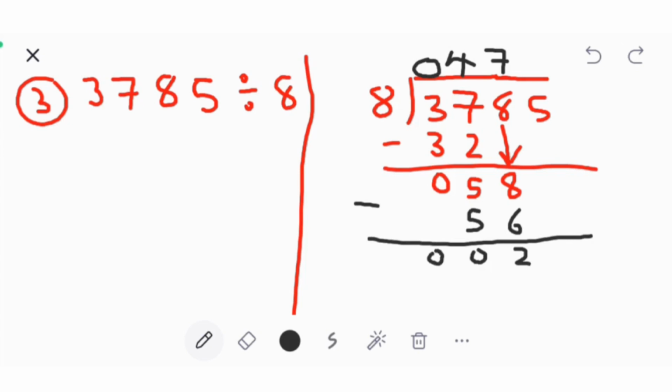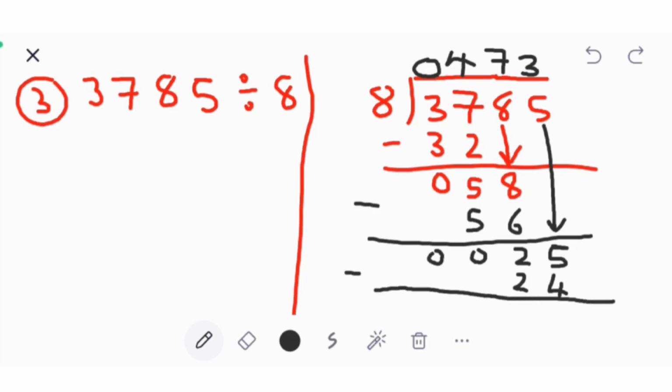Now, you bring down the last digit, which is 5. Anytime you bring down a digit, you must divide. So because we brought 5 down, then we have no choice than to divide. How many times can 8 go into 25? That will be 3. Because 8 times 3 is 24. You write 24 at the bottom. When you subtract, 5 minus 4 is 1.